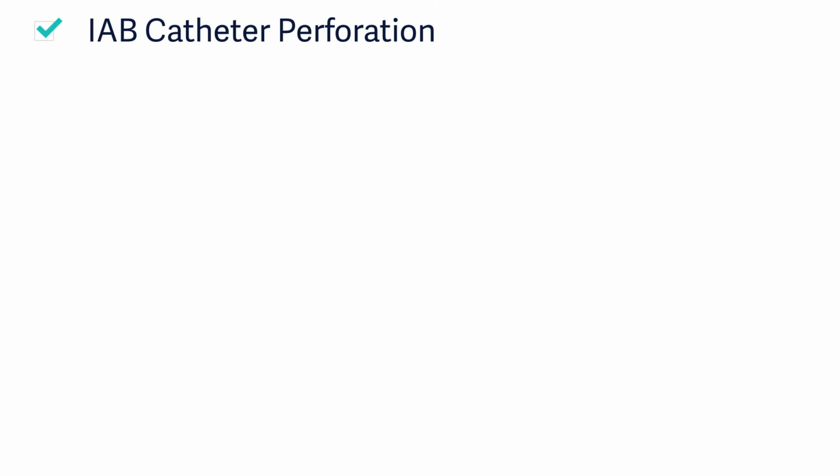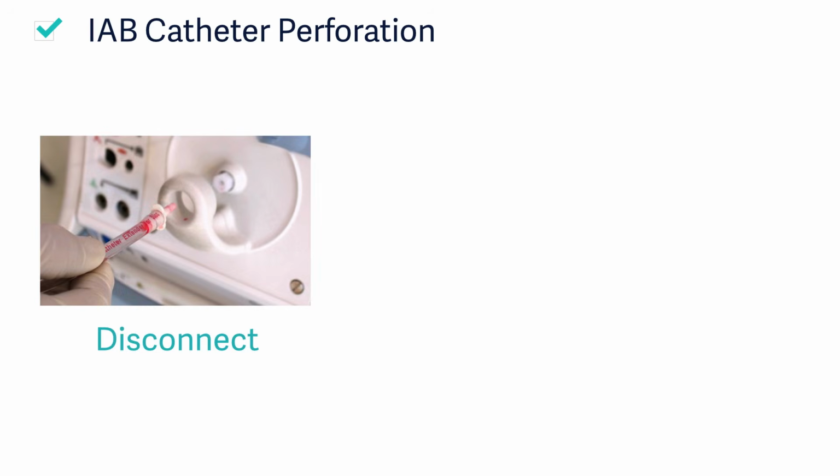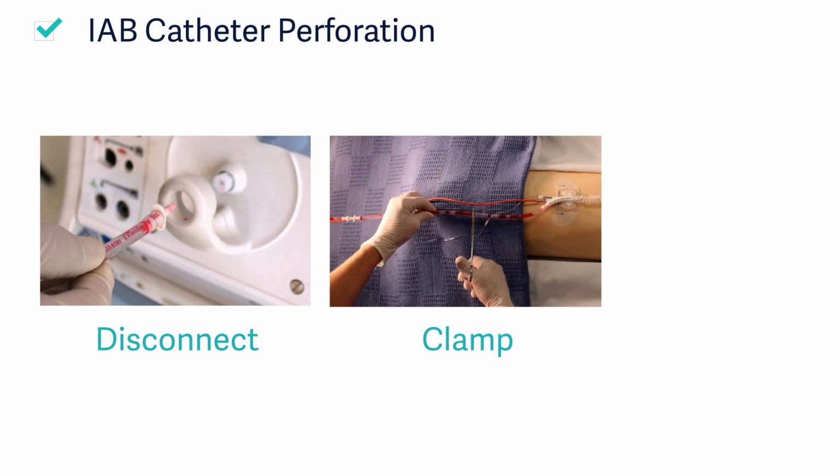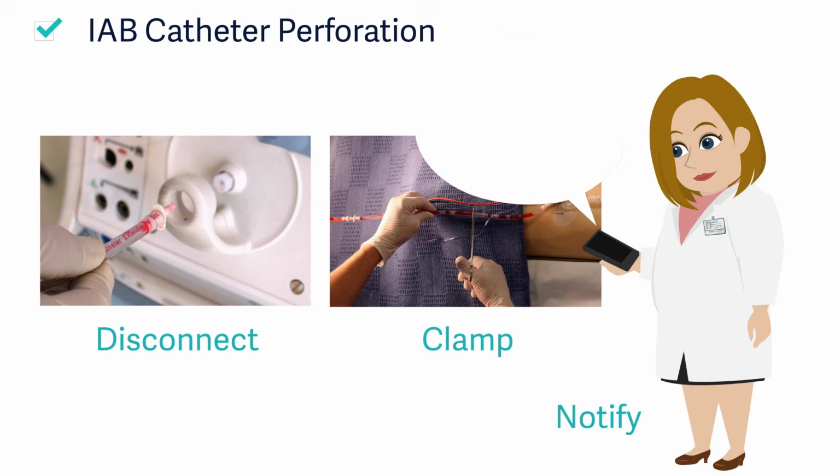If you see blood, make sure the pump is placed into standby. Then disconnect the catheter tubing. Clamp the tubing between the white Y fitting and the male connector, and notify the provider. The IAB catheter can no longer be used.